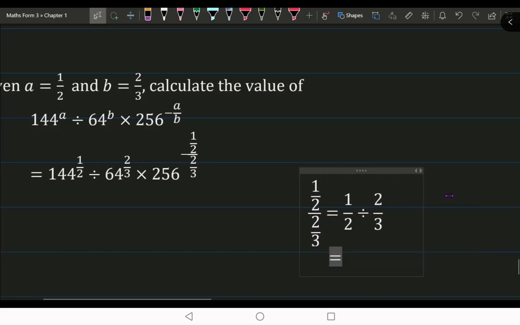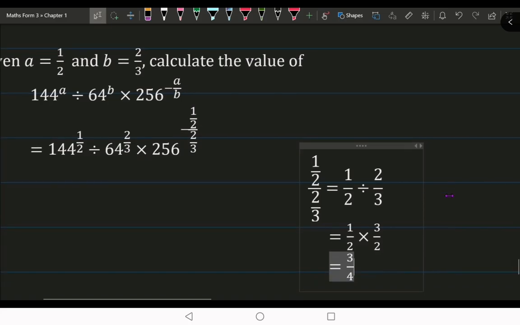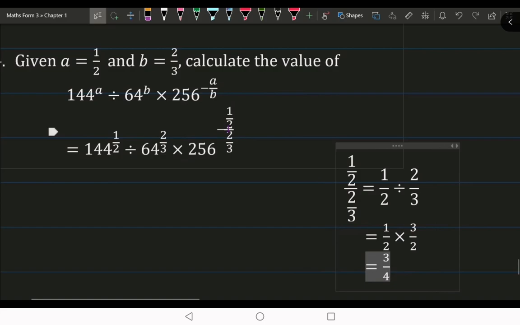What is it? You are going to have 1 over 2. Divide becomes multiply. You are going to reciprocate 2 over 3 to become 3 over 2. After that, we get the answer. What is the answer? It is 3 over 4. Finally, here is 3 over 4. I got it by using outside calculation.